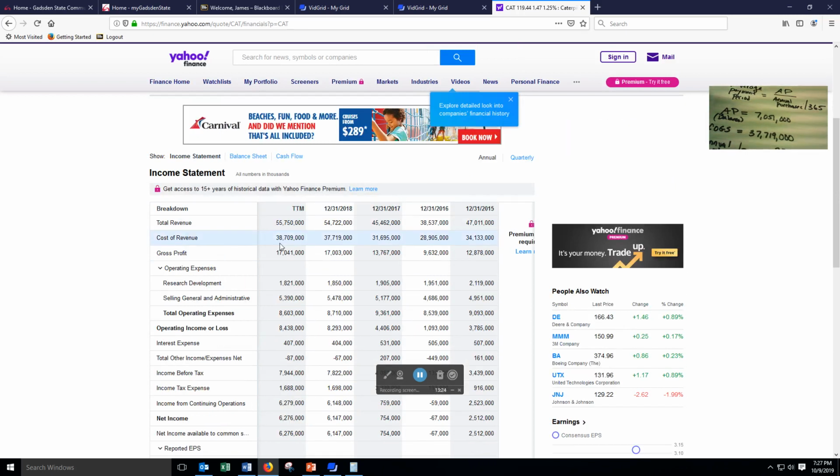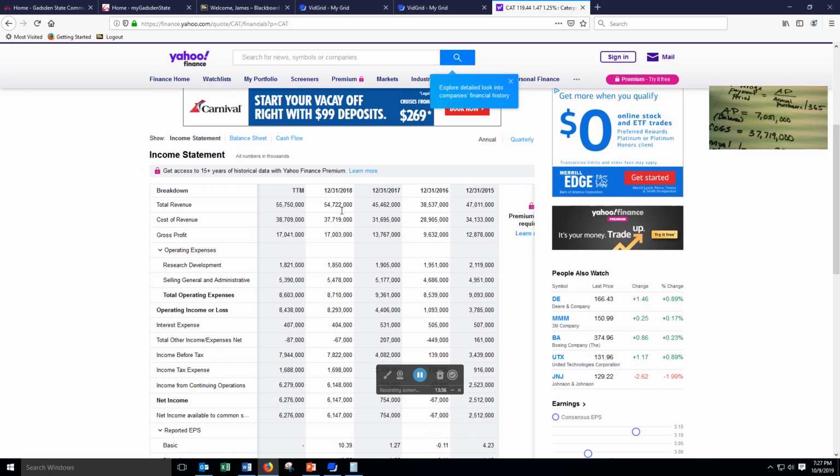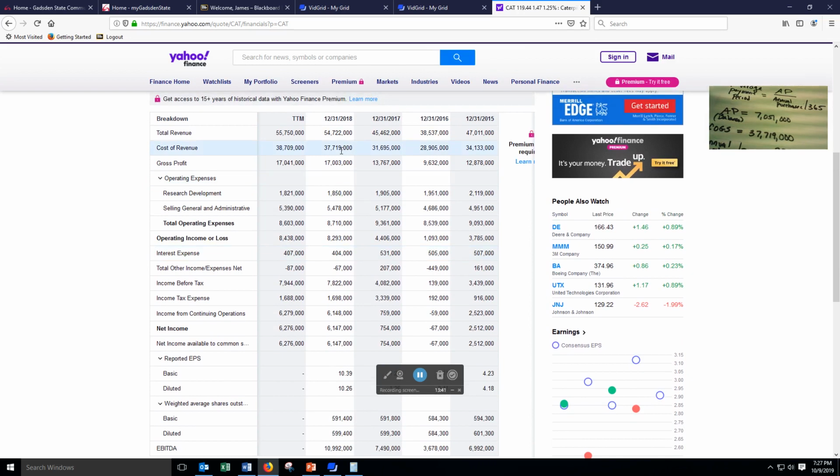Cost of revenue, same thing. And we're going from this one. This is TTM. We're going for the statement that came out on December 31st of 2018. And if we scroll down here, we're going to find out that the cost of goods sold is $37,719,000,000. I went ahead and already calculated the annual purchases per day, and that is $103,339,000.